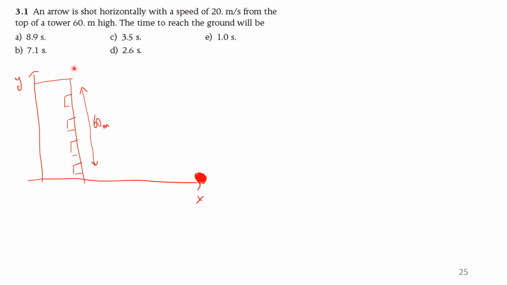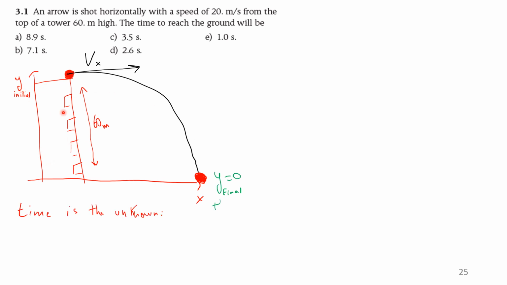So we'll figure it out. Remember, we are shooting the ball horizontally in this way. That's the ball, the initial velocity vector in this way, and the ball will follow a curvilinear trajectory to fall on the ground. So how do we start solving this question? First, this is the y initial, which is 60 meters. It's given. This is the y final, which is 0 because the ball reached the ground. So again, time is the unknown. What equation should we use in this question?